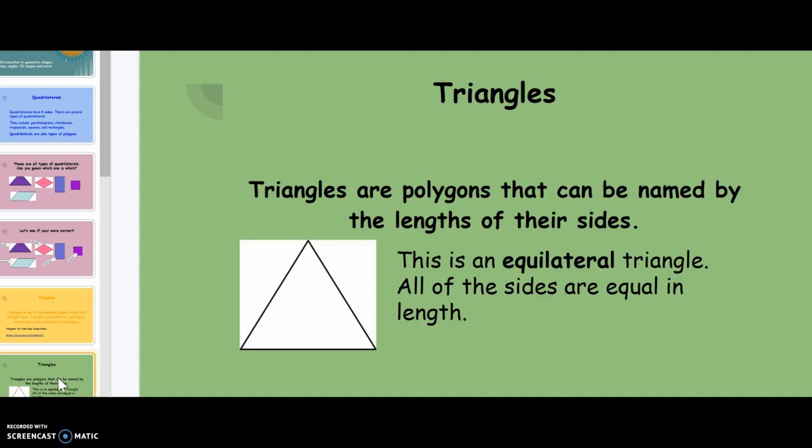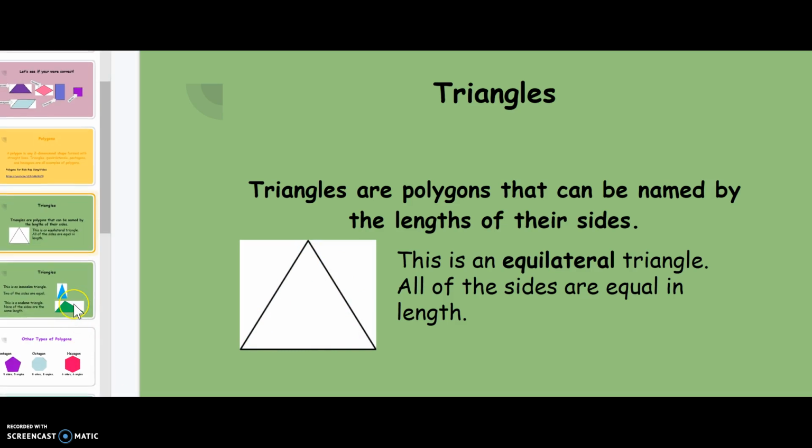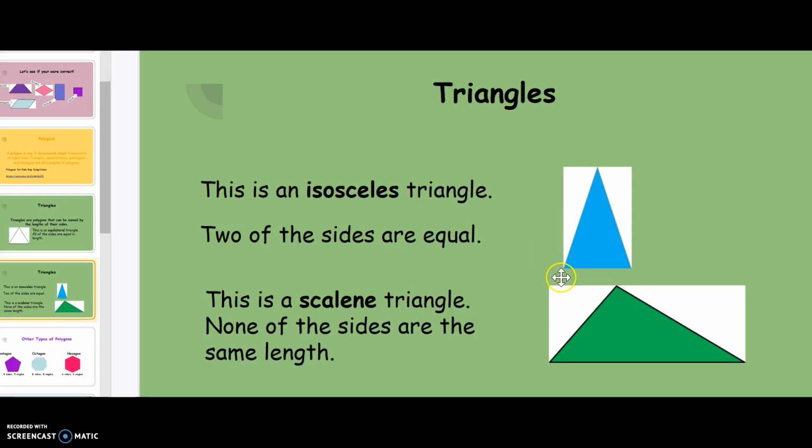Okay? So triangles are polygons that can be named by the length of their sides. So this one is an equilateral triangle, and that is because all of the sides are equal in length. Pretty simple and straightforward. And then we go into what's an isosceles triangle, and that's this one here where two of the sides, which we have right here, are equal, but not the third. And then we have what's called a scalene triangle, and none of the sides are the same length. You can see this is one length, this is another length, and this one is also a different length from the other two. So those are our three different types of triangles.